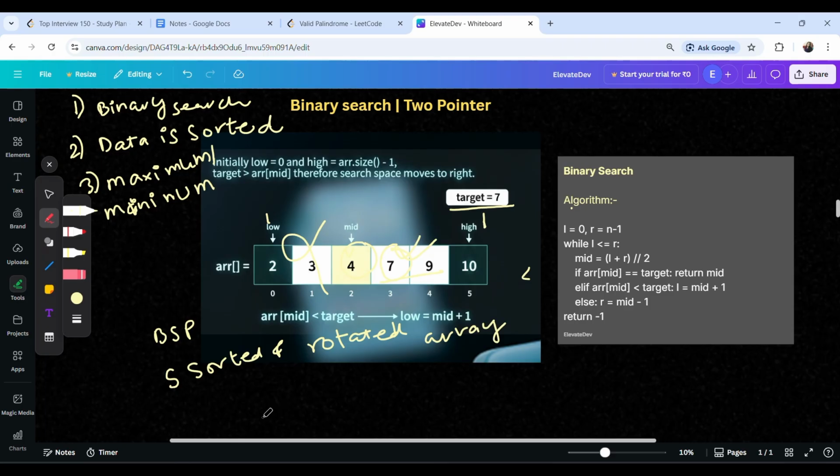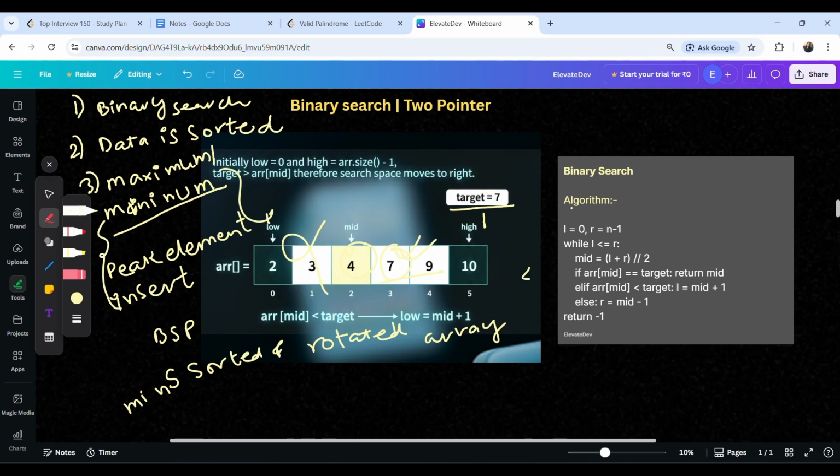And then find minimum in a sorted and rotated array, like what I have told. And then this one is really important: find peak element, or find insert position as well. So I have written these problems, you can try them out on your own, and one by one I am going to discuss these problems on my channel as well, you can refer to them. So this is how you are going to solve binary search.